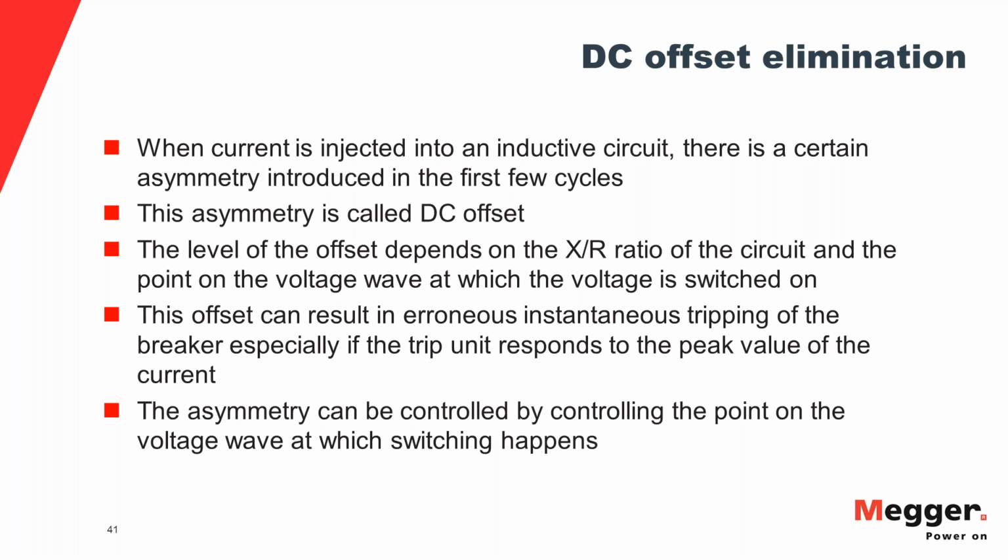The way this offset can affect your primary injection testing is during instantaneous tests, where if you have a really high peak because of the offset, then the trip unit that responds to peak values can trip the breakers, or even trip units that read the RMS value will read a higher RMS value than what it should be, and they can result in the tripping of the breakers. So it can result in incorrect instantaneous pickups being recorded. So to get accurate results, the asymmetry needs to be controlled. Let's look at how we can control the asymmetry.